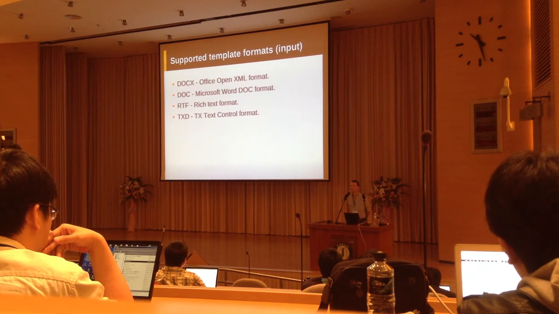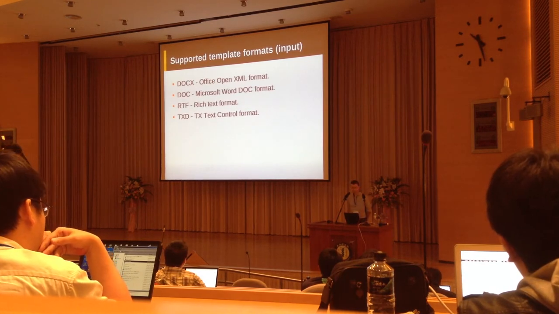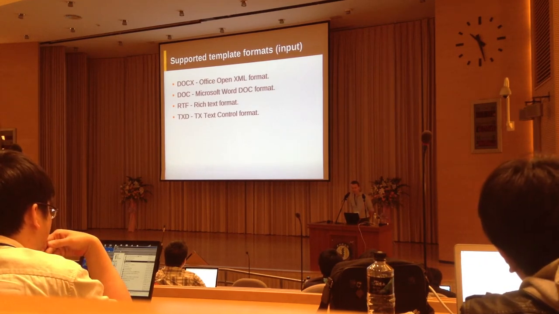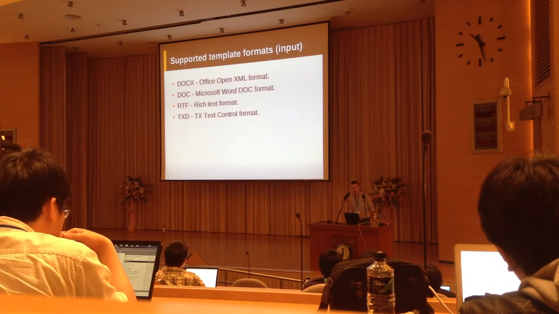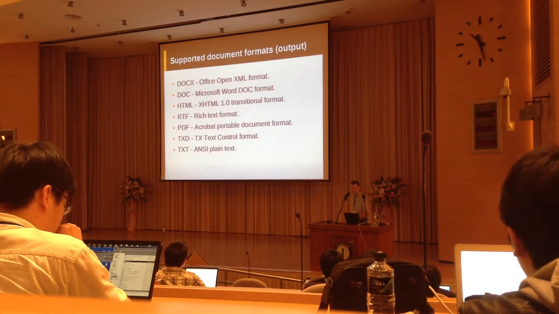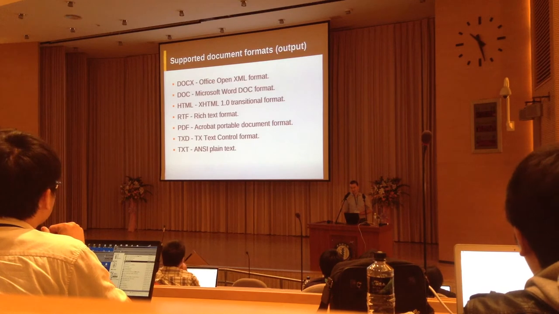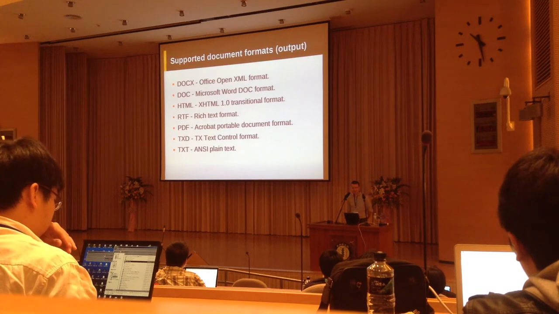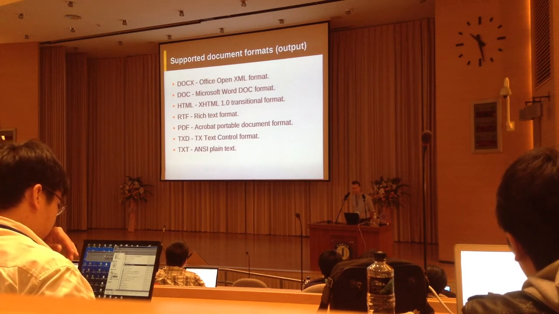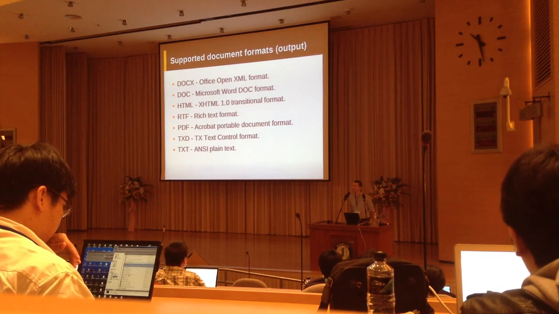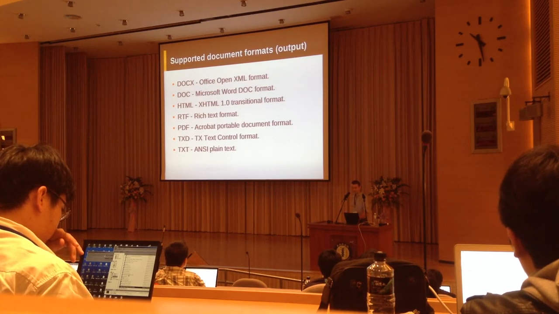LiveDocs supports quite a number of file formats. The input formats, those are the formats used by the templates, can be .docx, .rtf, or our internal format, which we call TX text control format. We can output documents in a number of formats. For example, we've got .docx, .doc, .html, .rtf, .pdf, the internal text control format, and text. And remember, when you want a .docx file or a .doc file, it doesn't really matter. You simply set one parameter when you call the retrieve document method.